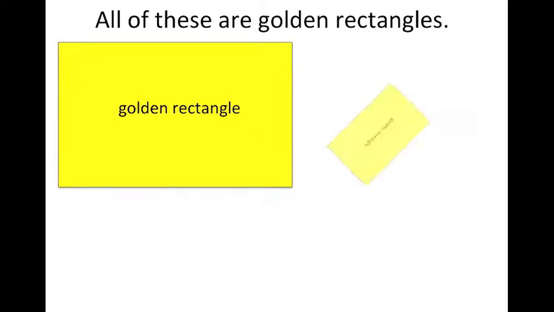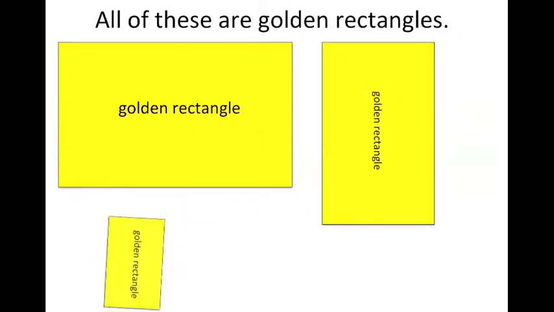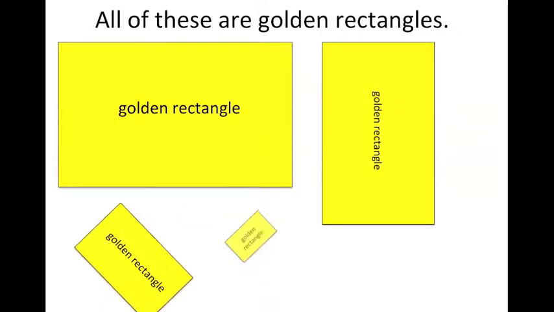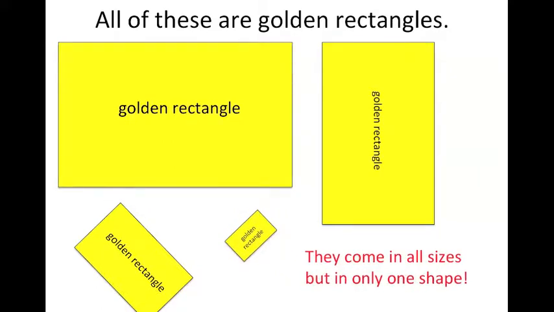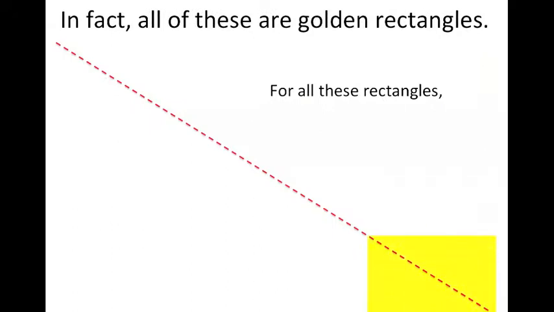Since all golden rectangles have the same length to width ratio, they all have the same shape. They come in all sizes, but in only one shape. This means that for any pair of golden rectangles, one is an enlargement or a reduction of the other.